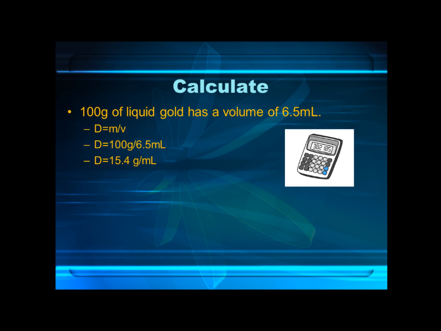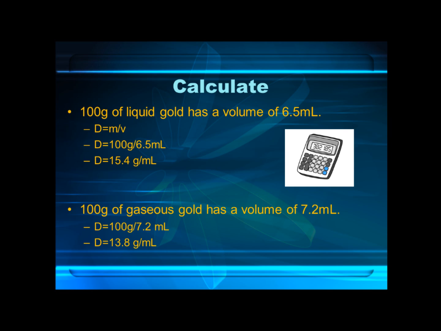So if we have 100 grams of liquid gold, and it has a volume of 6.5 milliliters, that would be 100 divided by 6.5, which would give us a density of 15.4 grams per milliliter. So that's liquid gold. All right.